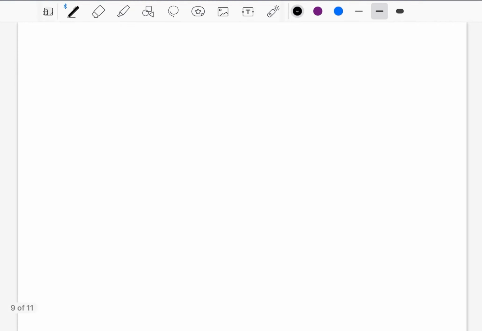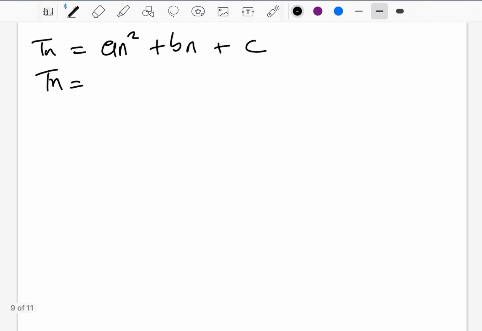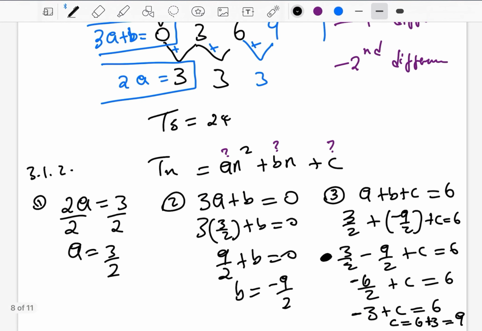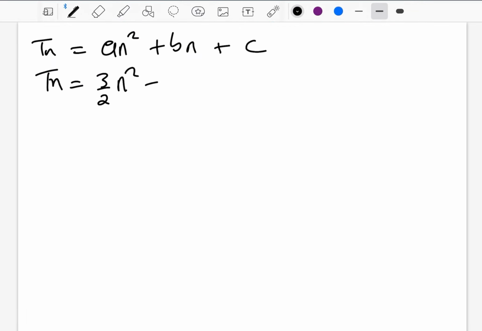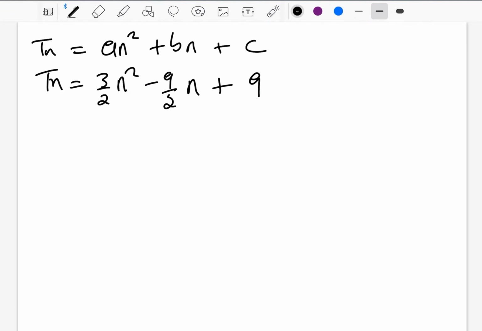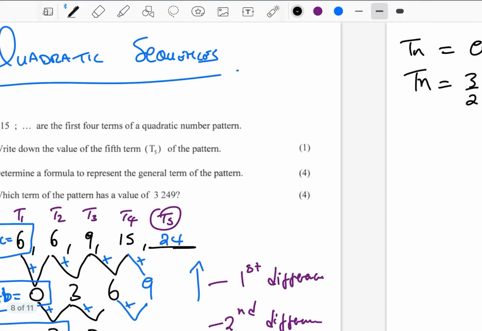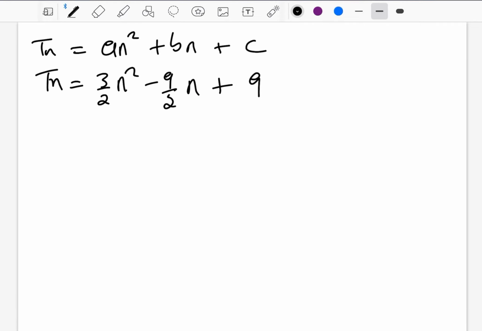Okay, let me just go to the second page and rewrite the general equation of a quadratic sequence, and then substitute the values. So you know your a is 3 over 2, so 3 over 2 n squared. And you know your b is negative 9 over 2, so you just write negative 9 over 2 n. And you know your c, we just found c here, c is 9. This is what we're looking for here: determine the formula to represent the general term of the pattern. So this is the formula that represents the general term of this pattern.